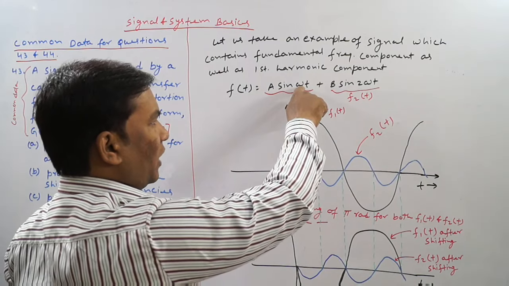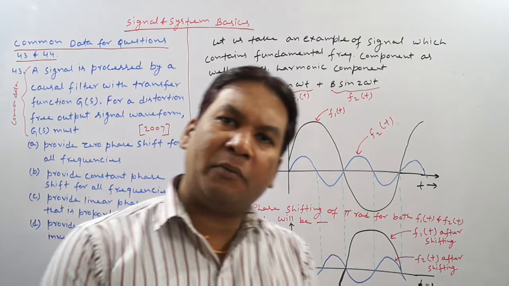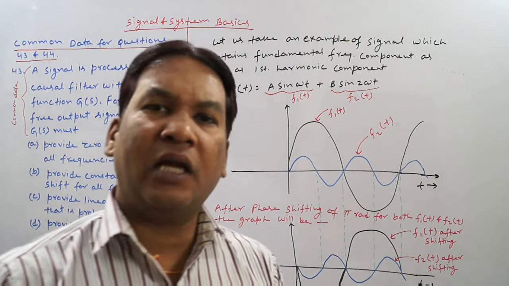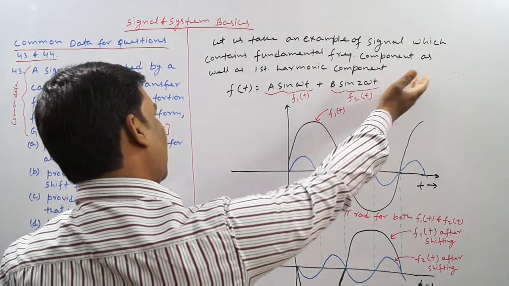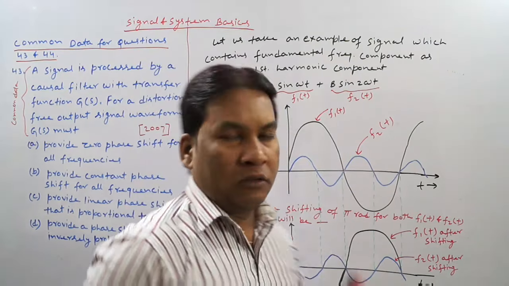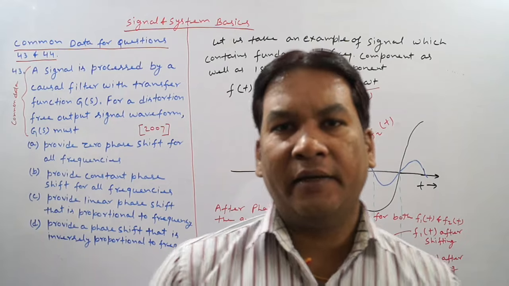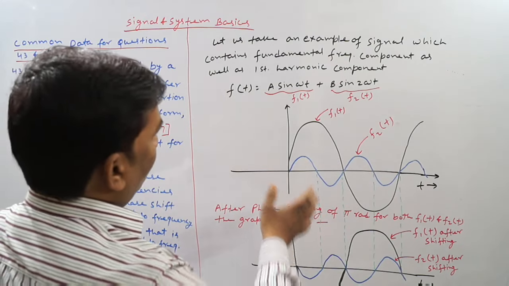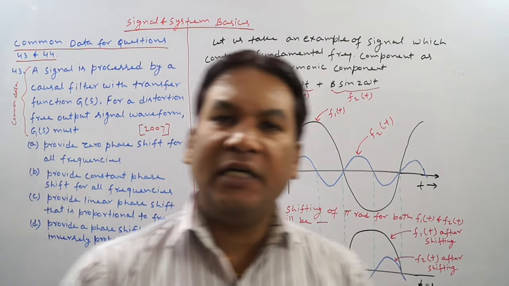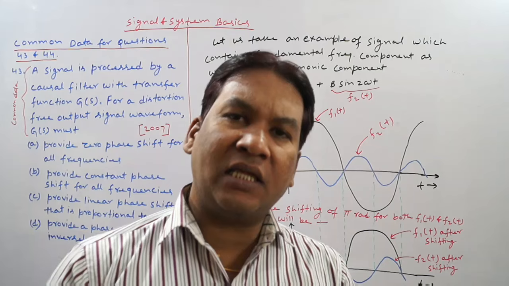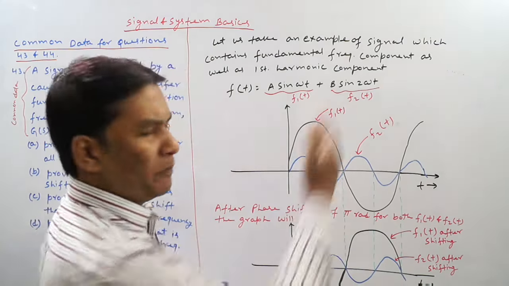Here the frequency is omega and we are shifting by pi. So if the frequency is 2 omega, we have to shift it by 2 pi to make the signal distortionless. If it contains a third harmonic also, then we have to shift that third harmonic by 3 pi. So for a signal to be distortionless, each frequency component contained in that signal must be shifted proportional to their frequency.